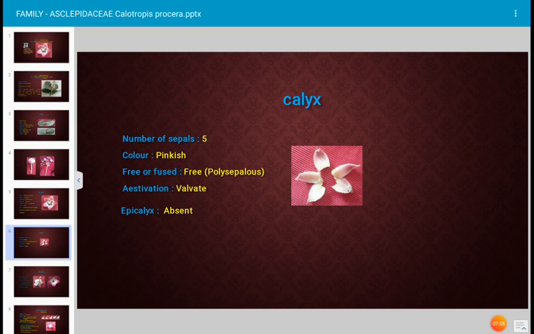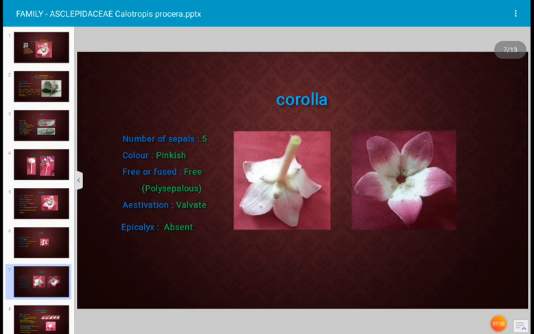Epicalyx is absent. Next. This is the corolla of Calotropis procera. There are 5 lobes of petals, and the color of the flower is pinkish above and the petals are whitish below. Okay, the polysepalous condition is shown here. Polysepalous, but practically half of the petals are united. It might be gamopetalous, but in some books I found this polysepalous condition. Aestivation is valvate, epicalyx is absent. Next.